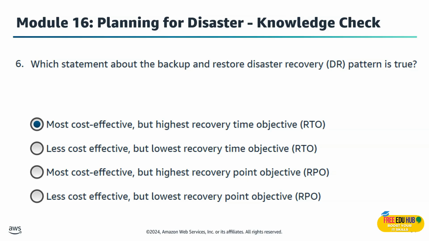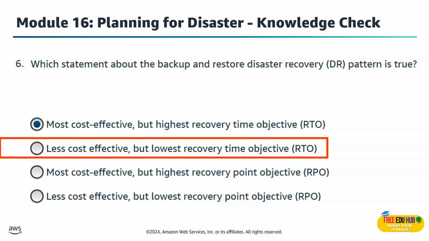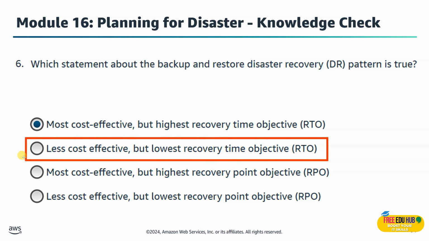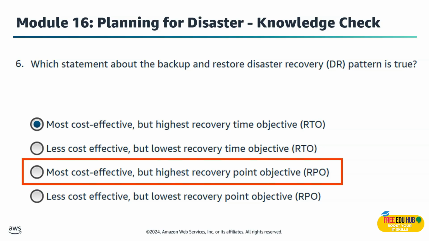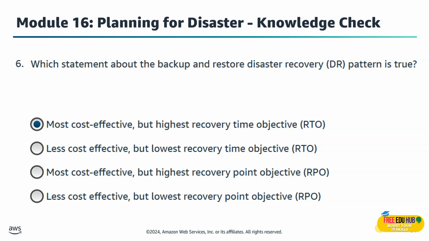So you pay the least day to day, but restores take the longest, so downtime is highest. Now if we see the options, for example, less cost effective but lowest recovery time objective, RTO, we are not selecting it because that describes hot active patterns, not backup and restore. We are not going for RPO. The reason is that while RPO can be high, the defining trade-off here is the long recovery time. So we are not going for that.